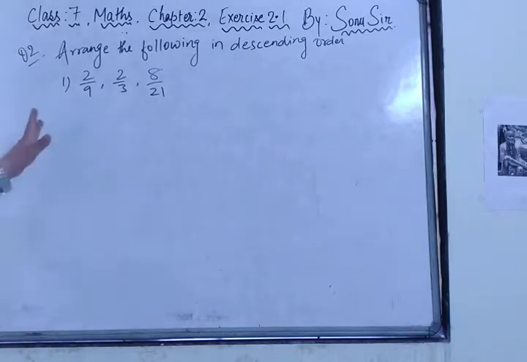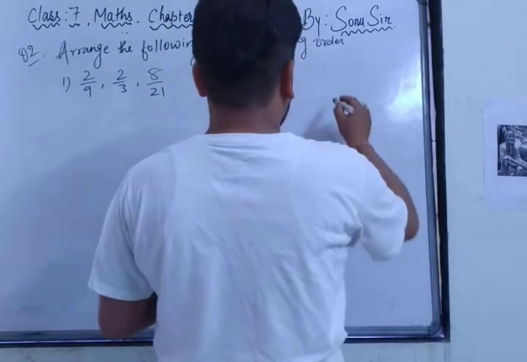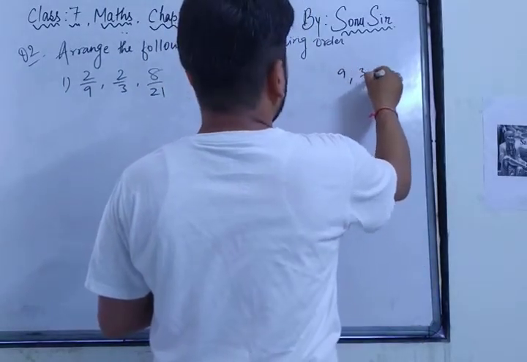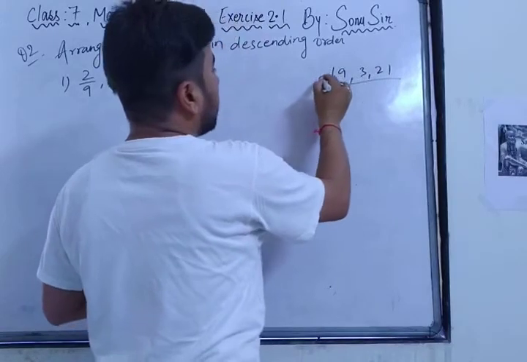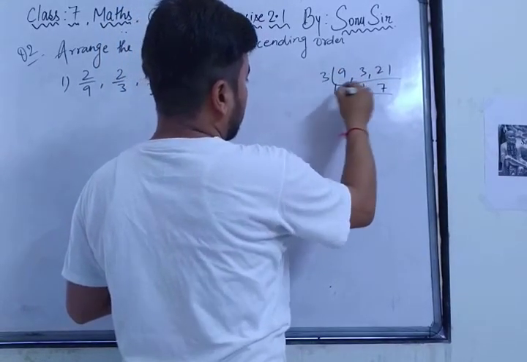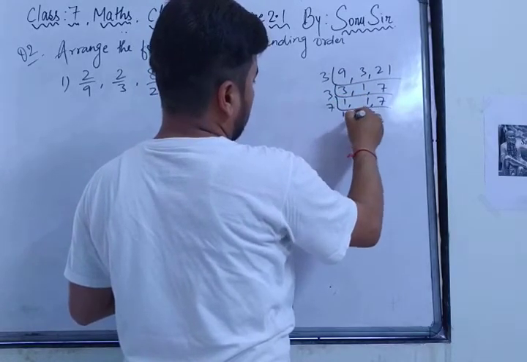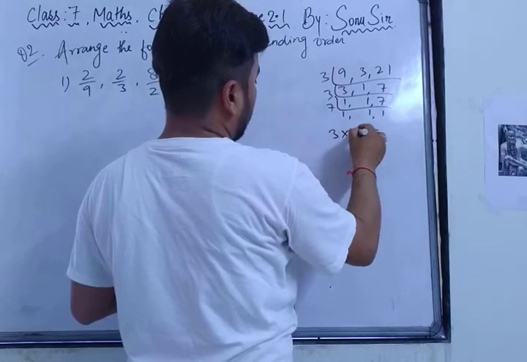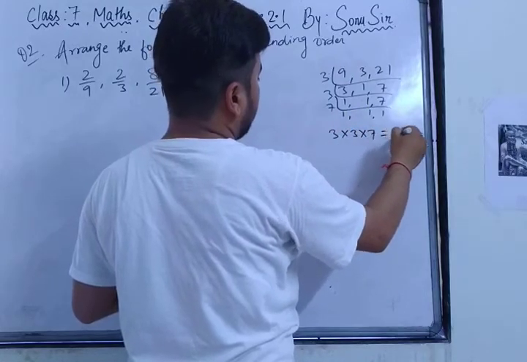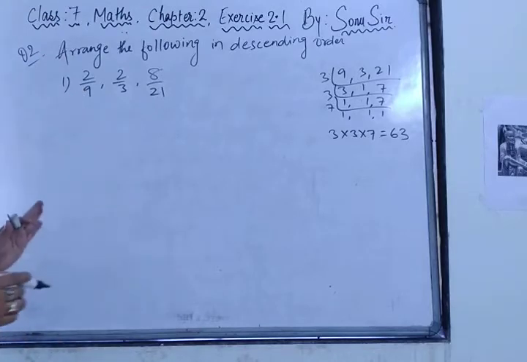What you have to do, first of all, take the LCM of each number and convert into the similar. 9, 3 and 21, LCM you have to take. So with the help of 3: 3 3s are 9, 3 1s are 3, 3 7s are 21, 3 1s are 3, 3 1s are 3, 7. So 7 1s are 7. So 3 into 3 into 7, 3 3s are 9, 9 7s are 63. So everywhere we have to make the denominator 63.